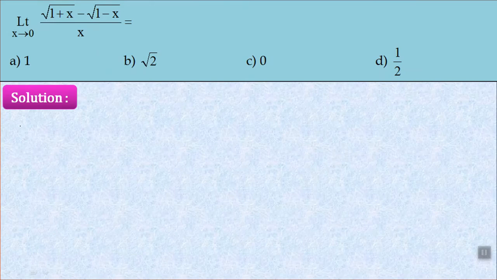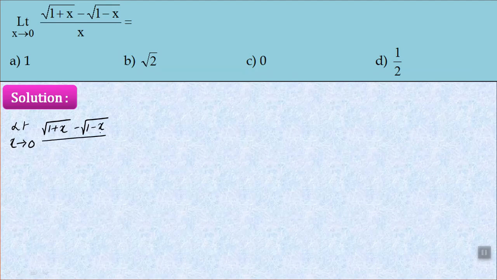Here the given question is limit x tends to 0, (square root of 1 plus x minus square root of 1 minus x) divided by x. Here we substitute the limit. This equals root 1 plus 0 minus root of 1 minus 0 divided by 0. This equals root 1 minus root 1 is 0 by 0. It is in the indeterminate form.